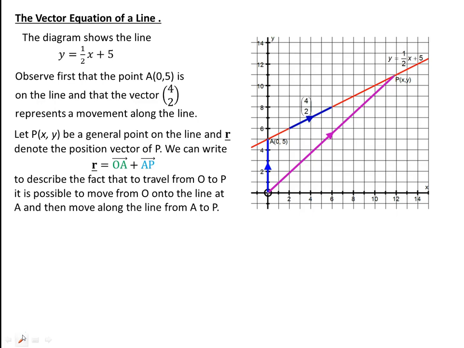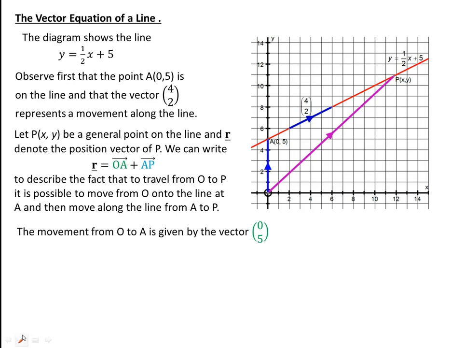Now to move from O to P, so to obtain the position vector of the point P, what we could do is first of all move from O to A, and then move from A to P. So we can say that the position vector of P, which we are writing as little r, is the same as the movement from O to A plus the movement from A to P. The movement from O to A is given by the position vector of the point A, which is the vector (0, 5).